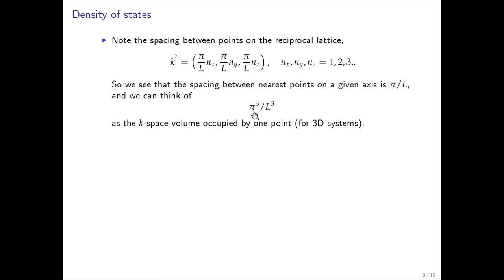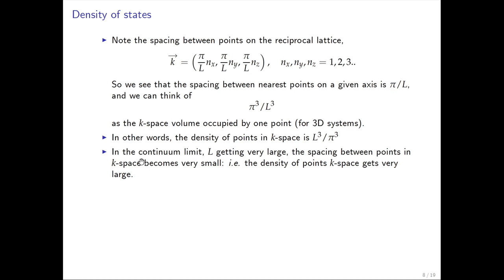So we can think of this quantity, pi cubed divided by L cubed, as the k-space volume, let's call it, although it has units of inverse volume because we're in reciprocal space. So this is the k-space volume occupied by 1 point, right? We can think of my 1 point in k-space as having this little cubic volume. In other words, the density of the points in k-space is 1 over that, so it's L cubed divided by pi cubed. So that's the density of points in my k-space.